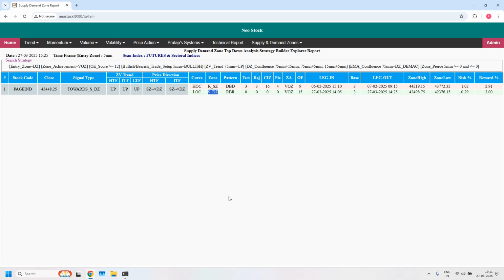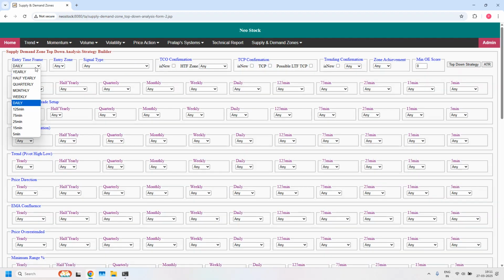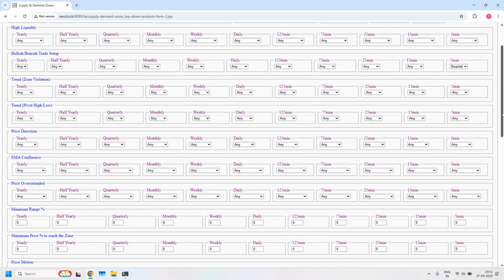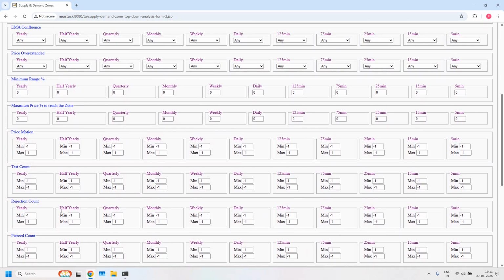Okay, this is the hourly income trade bullish trade setup. Next, the hourly income trade bearish trade setup. Entry time frame 5 minutes, entry zone supply zone, bullish or bearish trade setup. At 5 minutes, I am selecting bearish. Zone achievement violated opposing zone, minimum order enhances score 12. And the 5 minutes supply zone should not be pierced. So in the pierced count, at 5 minutes time frame, minimum value 0, maximum value 0.